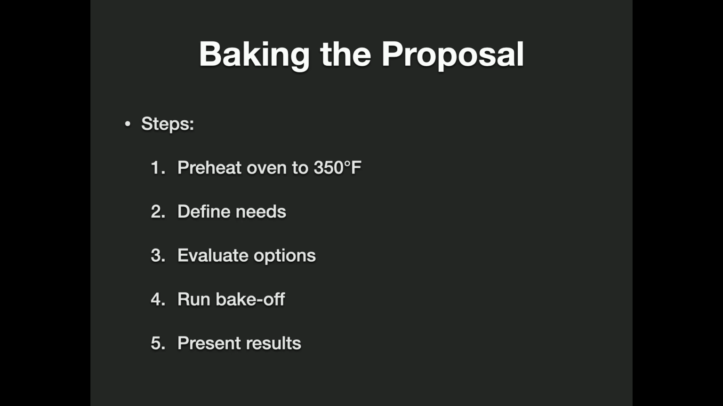So to kick this off for the bake-off, there are a couple of things we need to do. The first one is you preheat your oven to 350 degrees Fahrenheit or 168 Celsius. The most important thing you have to do, however, is define your needs. I'm going to be focusing a lot on that. What is it that you need? And then you get to evaluate the options. Do research, see what's out there. Then the fun part, you run the bake-off. That means a POC, testing all the things, and then the unfun part, presenting your results.